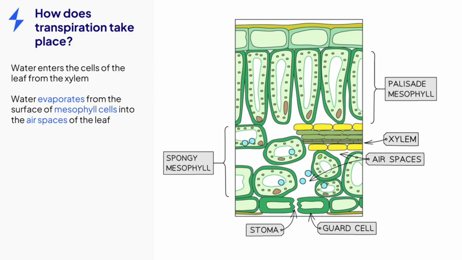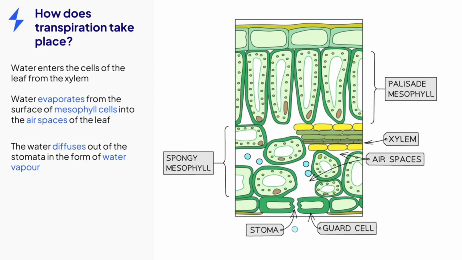This raises the concentration of water vapour in the air spaces and results in the diffusion of water vapour from the inside of the leaves to the outside down a concentration gradient. This diffusion occurs via the stomata.